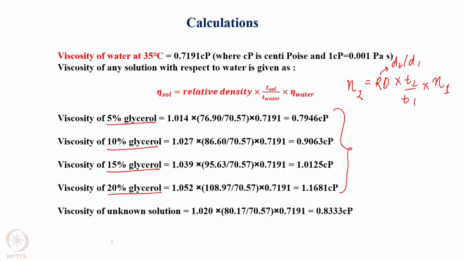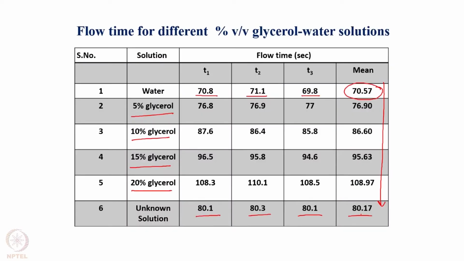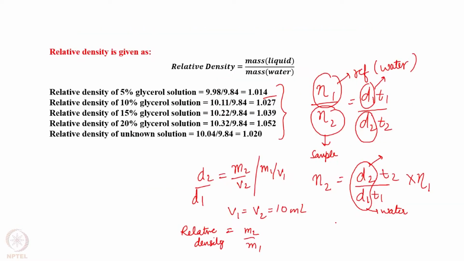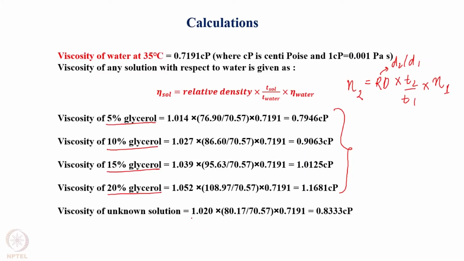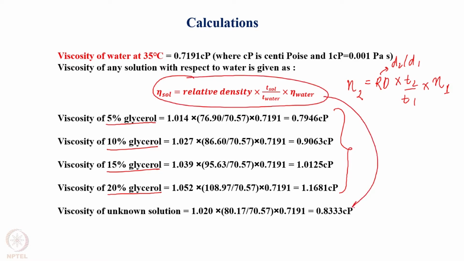Also we did the same thing for the unknown glycerol solution, because we have the flow time for the unknown glycerol solution, and we also have its relative density with respect to water as 1.020. So we substituted all these values in this equation and obtained the viscosity of the unknown glycerol solution as 0.83 centipoise. Now what we want to do next is to determine the concentration of this unknown solution.